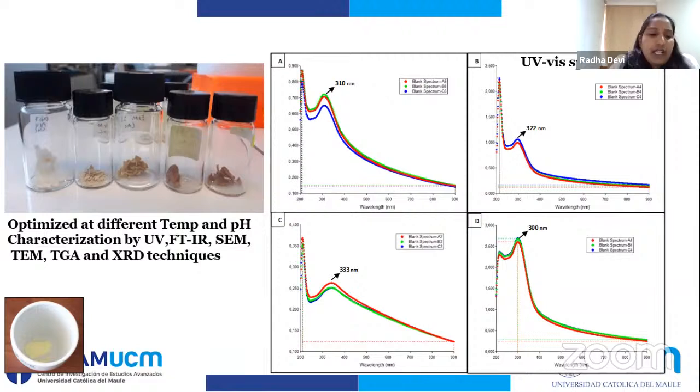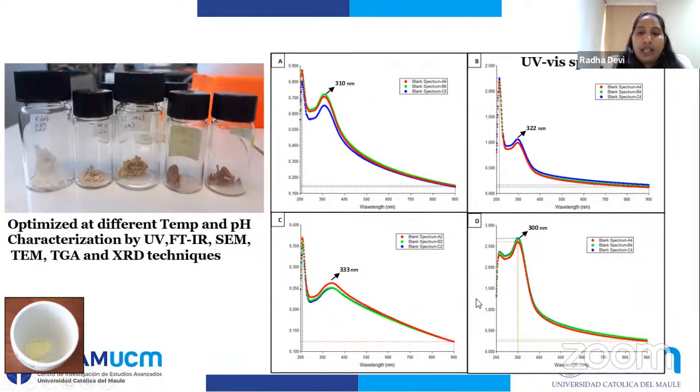Generally, cerium has two peaks: a peak at 207, which is for the oxidation state of +3, and another peak at 340, which is for the cerium +4 state. So here we see a peak at 310, showing a shift towards the UV region, which indicates a finer particle size. Similarly, a peak at 322 suggests the obtained material has a nano size, due to the shift from the visible region to the UV region.